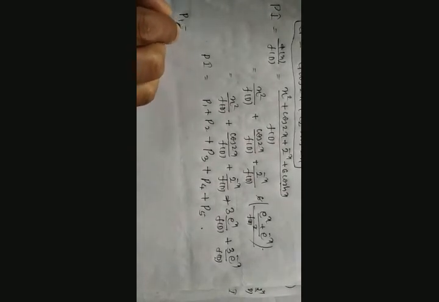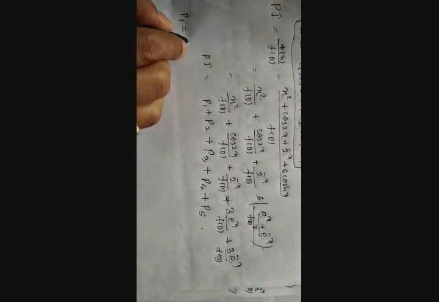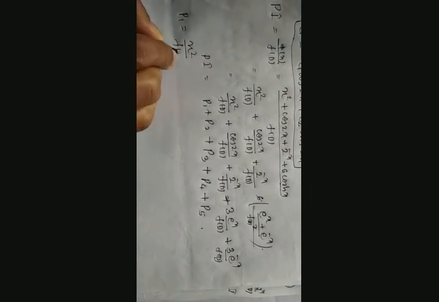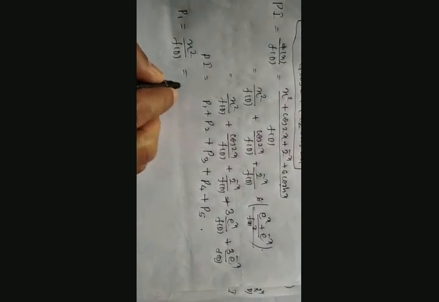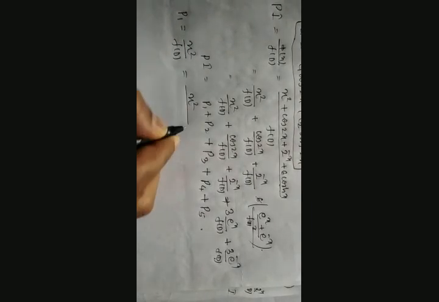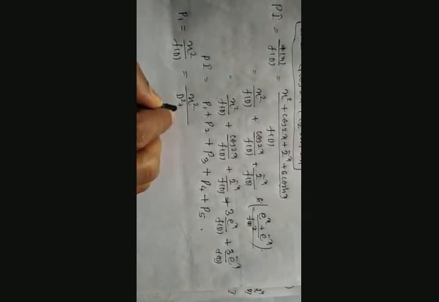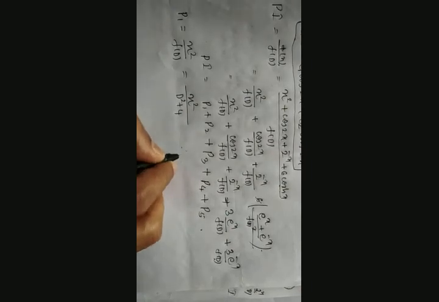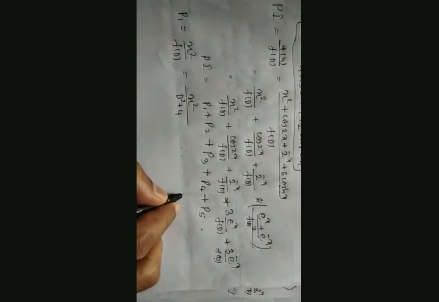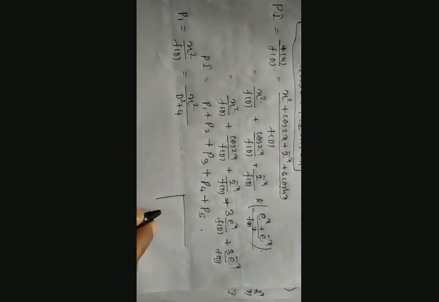So P1 is equal to, what is P1? x square divided by f of D. You can see this x square is a polynomial. Therefore, its PI can be calculated by the division method. What is f of D? f of D is D square plus 4. So PI can be obtained by the division method. How do you get the division here?